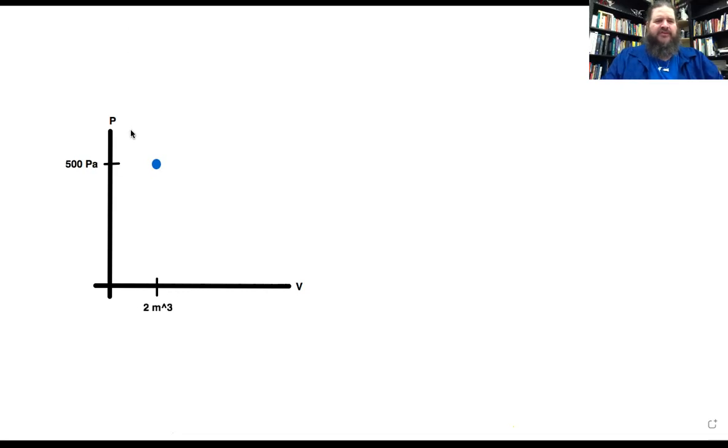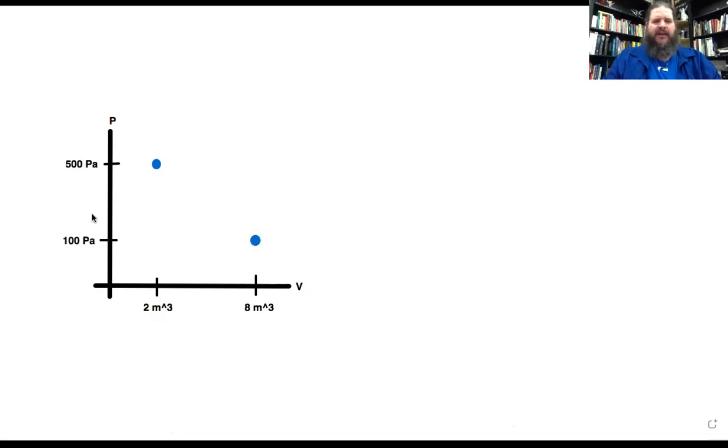And let's say this then changes to a different pressure and volume. We've got a gas in a container that's this much pressure, this much volume, and then sometime later, it's a different pressure and volume. So let's say we've got a new pressure and a new volume. Let's say it jumps up to 8 cubic meters and drops to only 100 pascals of pressure.